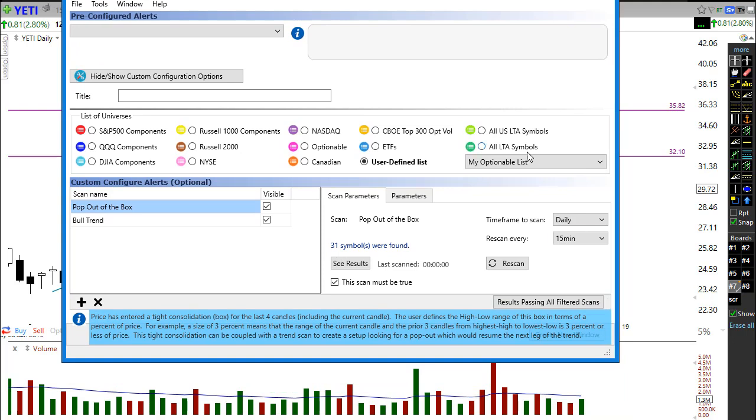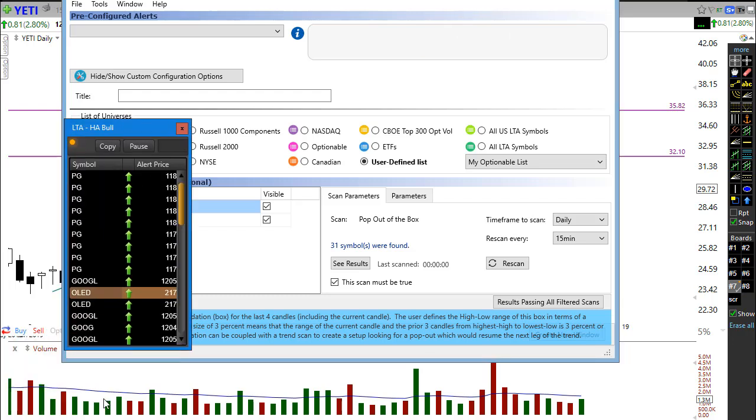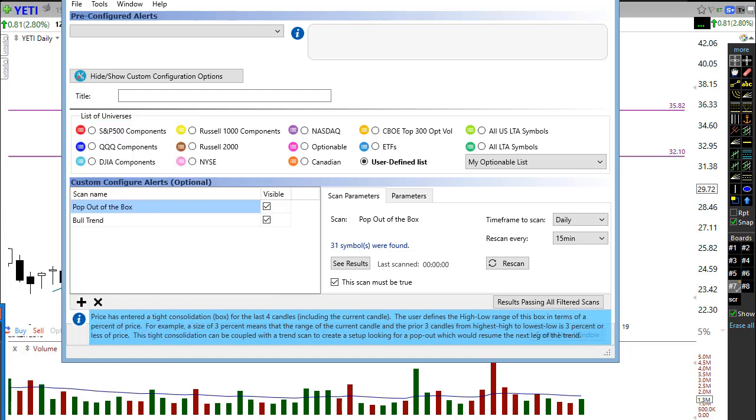And then all I have to do is go ahead and create the window. When I create the window, this isn't the pop out of the box scan, this is a Heiken Ashi scan. It pops up, and all day long it's searching automatically for the pattern, the requirement that I want, and it's populating stocks that I should look at.